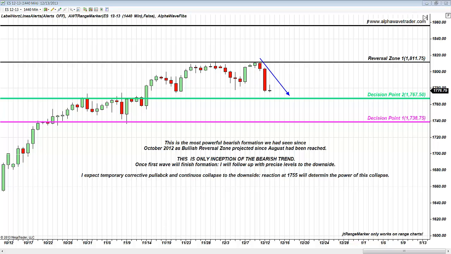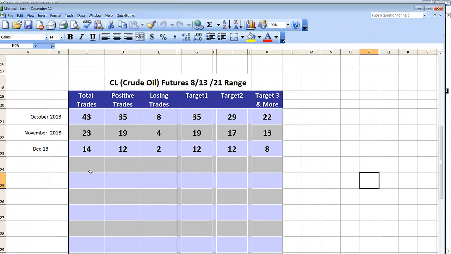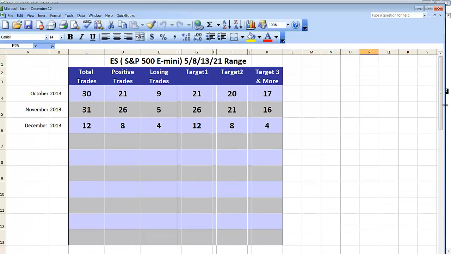This is what we had done so far this month. Oil had still remained magic, not responding to holidays as much. 14 trades, 12 first target, only 2 negative so far this month as of December 12th. 12 trades made to target 2, 8 trades made to target 3 or more. Again, based on ratios and volatility, it does not necessarily mean its decision point 1 level is a first target. Multiple occasions we take decision point 2 and danger zone level as the first target.